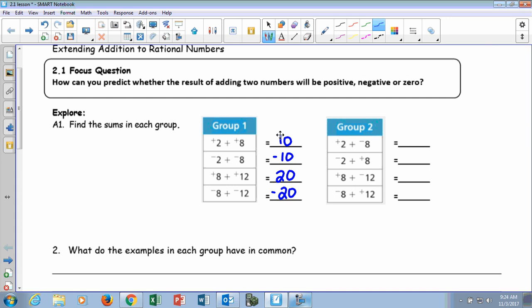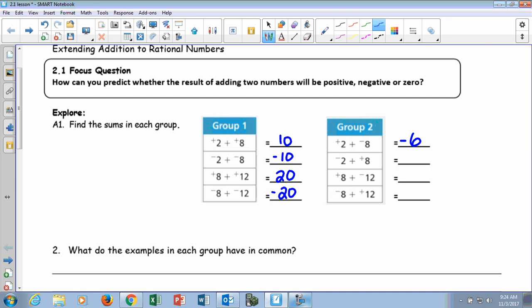All right, let's go to group 2 now. Think about this, and if you need to, think about the chips. If you have 2 black chips, or you add 2, and you're adding -8 to it, so basically you're adding 8 red chips, what are you left with? What's going to be our result there? -6.